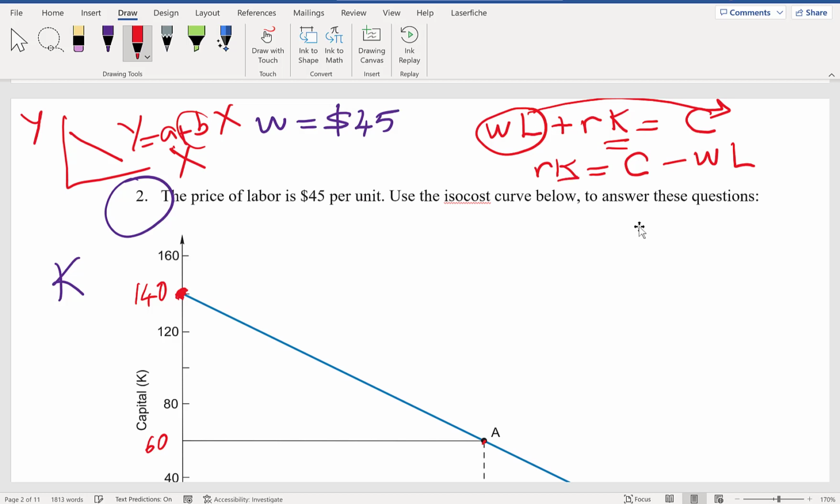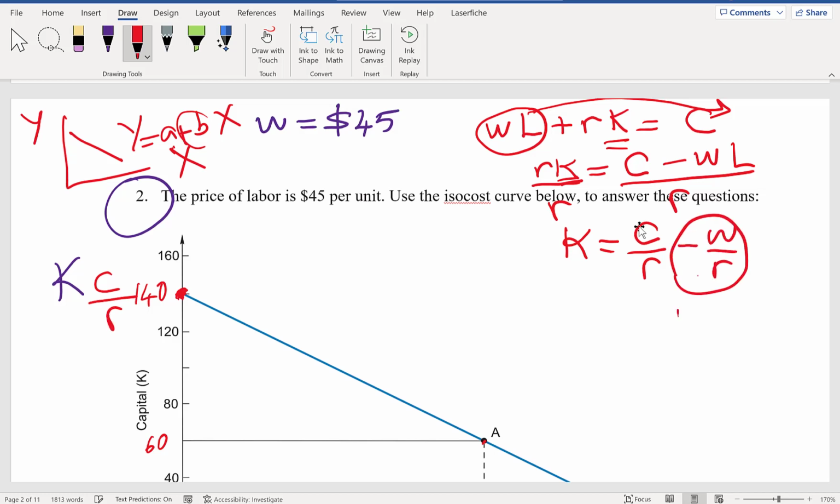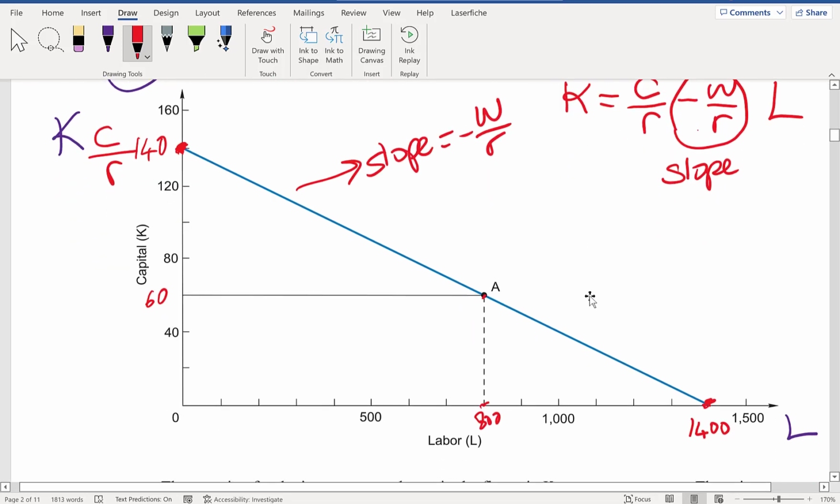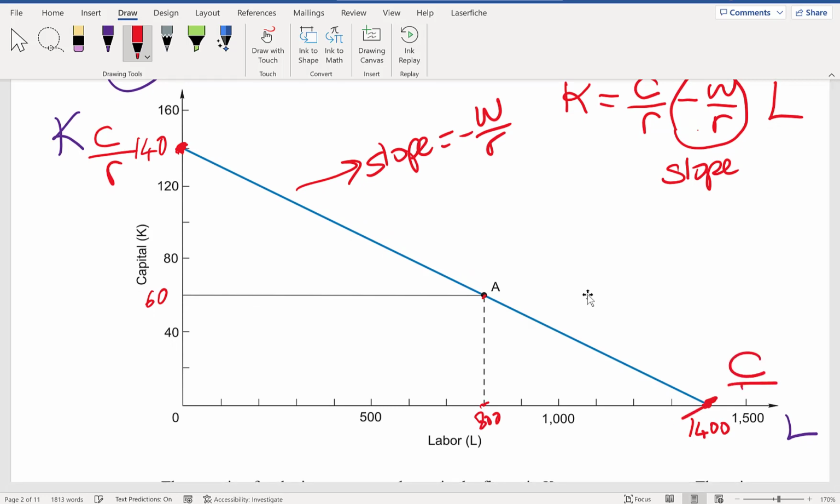I want to leave K, capital, by itself. So divide everything by R. Capital equals C, total cost, divided by R, which is actually this intercept, minus W over R. This guy is the slope of this line. So slope is here, slope negative W over R. Okay, and then also this intercept is total cost divided by wage rate. Okay, so these are basic information that we have been through.